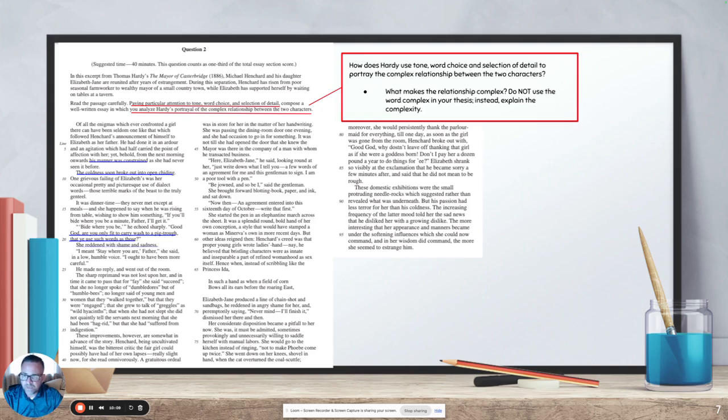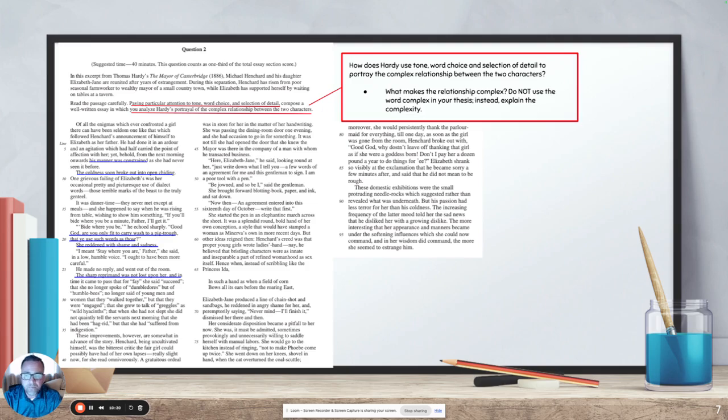She reddened with shame and sadness. Another detail related to the complex relationship. It's showing that there is a strained relationship between these two characters. "I meant stay where you are, father," she said in a low, humble voice. "I ought to have been more careful." He made no reply and went out of the room.